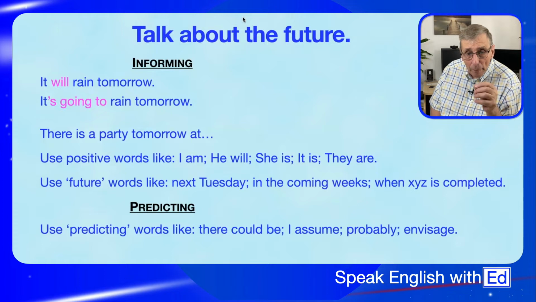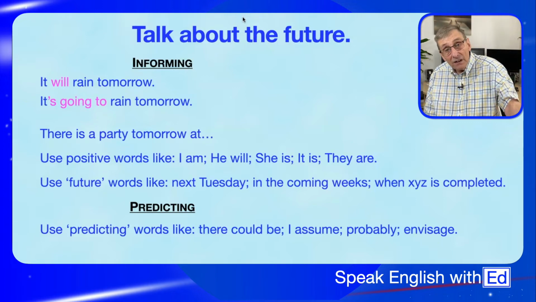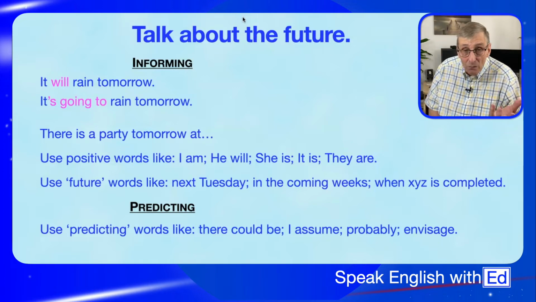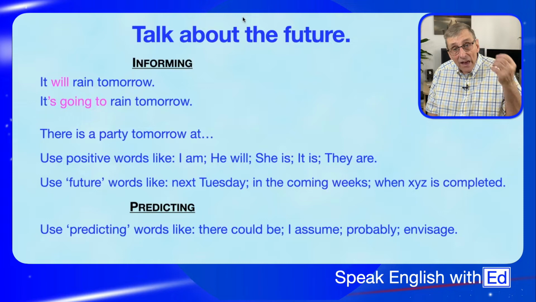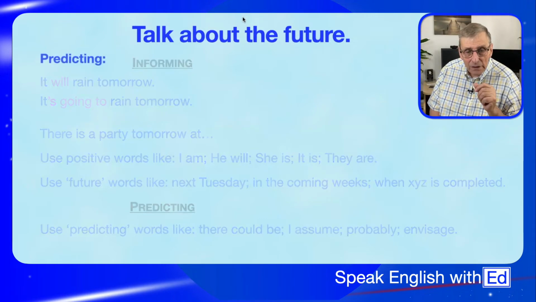So, there could be a general election within the next few weeks. Is a prediction. There could be, because you don't know for sure, so you're making a little prediction. Okay.